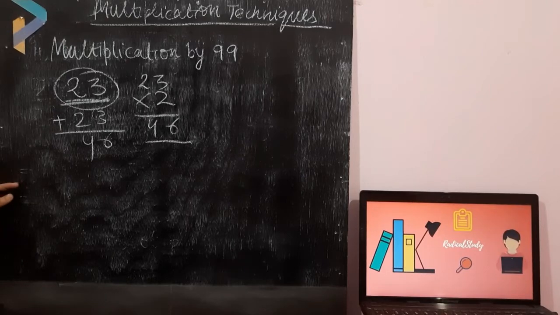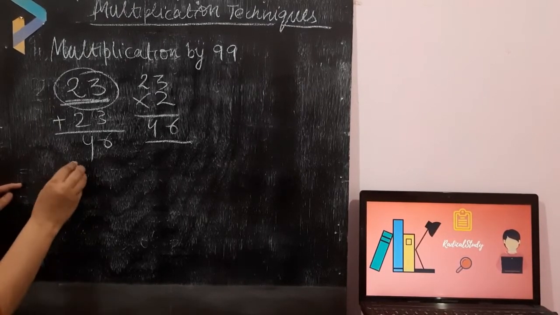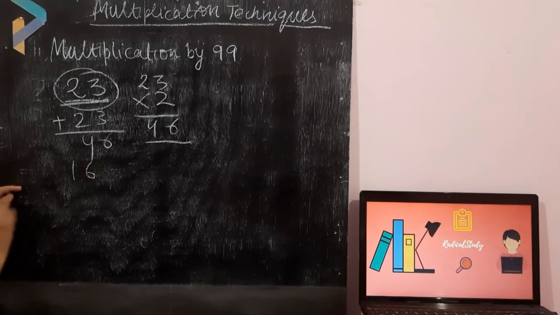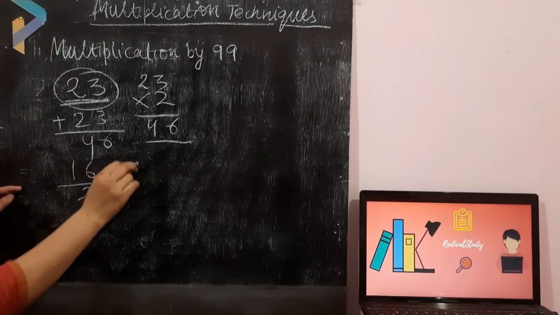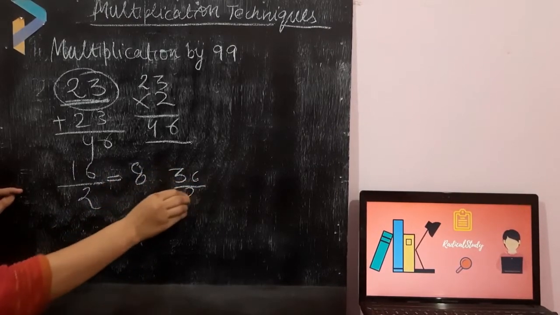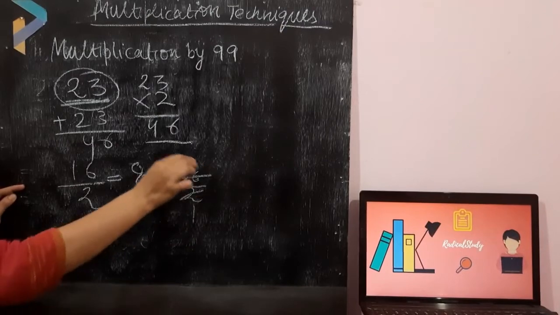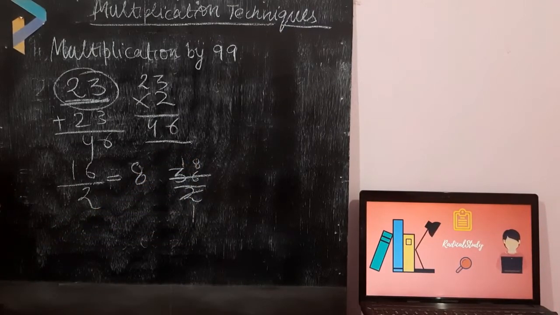And when it is asked from you to half a number, half a number means if it is written 16, you have to half it. Half means you have to divide it by 2. So the answer will be 8. If it is written 36 and you have to half it, then the half of 36 will be 18. Okay students. So this is how you double or half the numbers. Now proceed to the multiplication technique of 99.